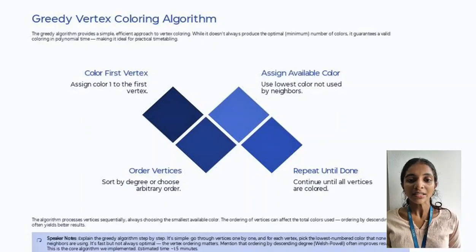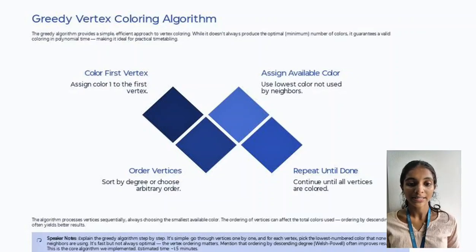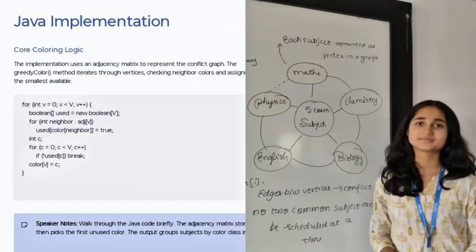Now let us see the greedy vertex coloring algorithm. The greedy coloring algorithm assigns colors to vertices one by one. Choose a vertex, assign the first color. For the next vertex, assign the lowest available color not used by its neighbors. Repeat until all the vertices are colored. The number of colors used gives the number of exam time slots needed.